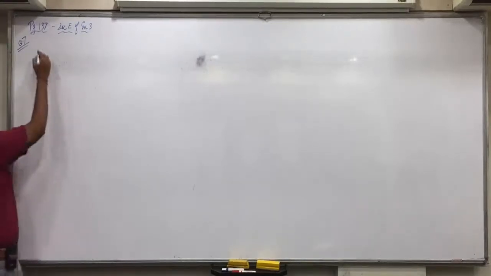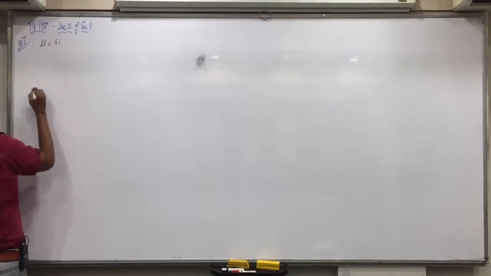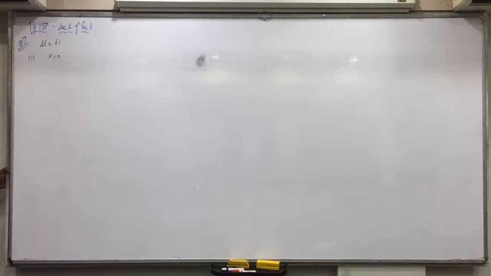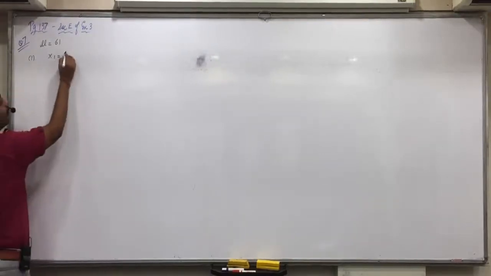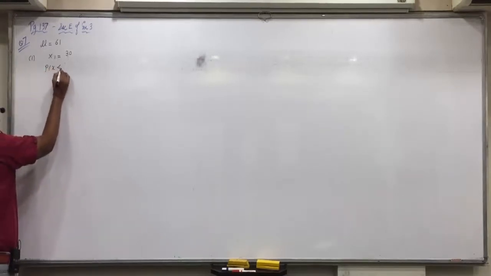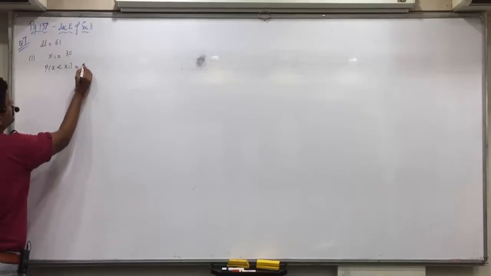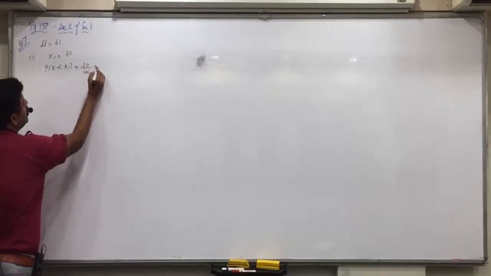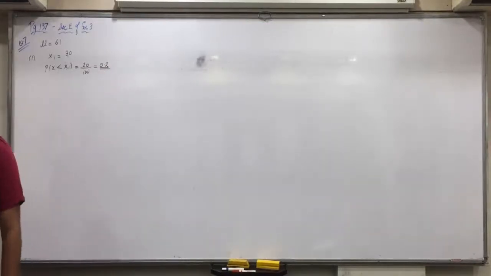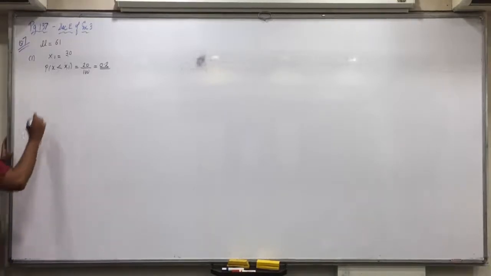Write mu equals 61. And in the first sub question X1 equals 30. Okay, and then it's given 20% persons spend less than 30 minutes. So we can say P of X less than X1 is 20% means 0.2. Now same procedure, we have to go reverse and find the value of Z1.